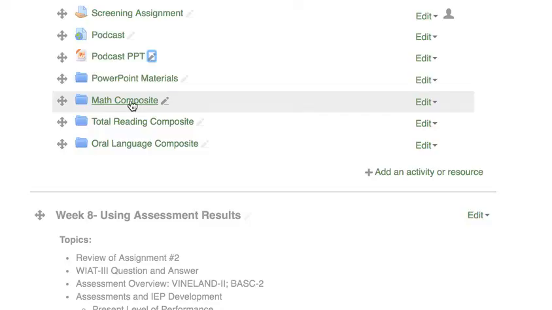So I'm strongly encouraging you to utilize the time that you have now to go through each one of these composites, look at the guides to item administration and the scoring protocols so you're ready to administer whatever subtest I have for you next week. Okay, so let's look at what's in each one of these.